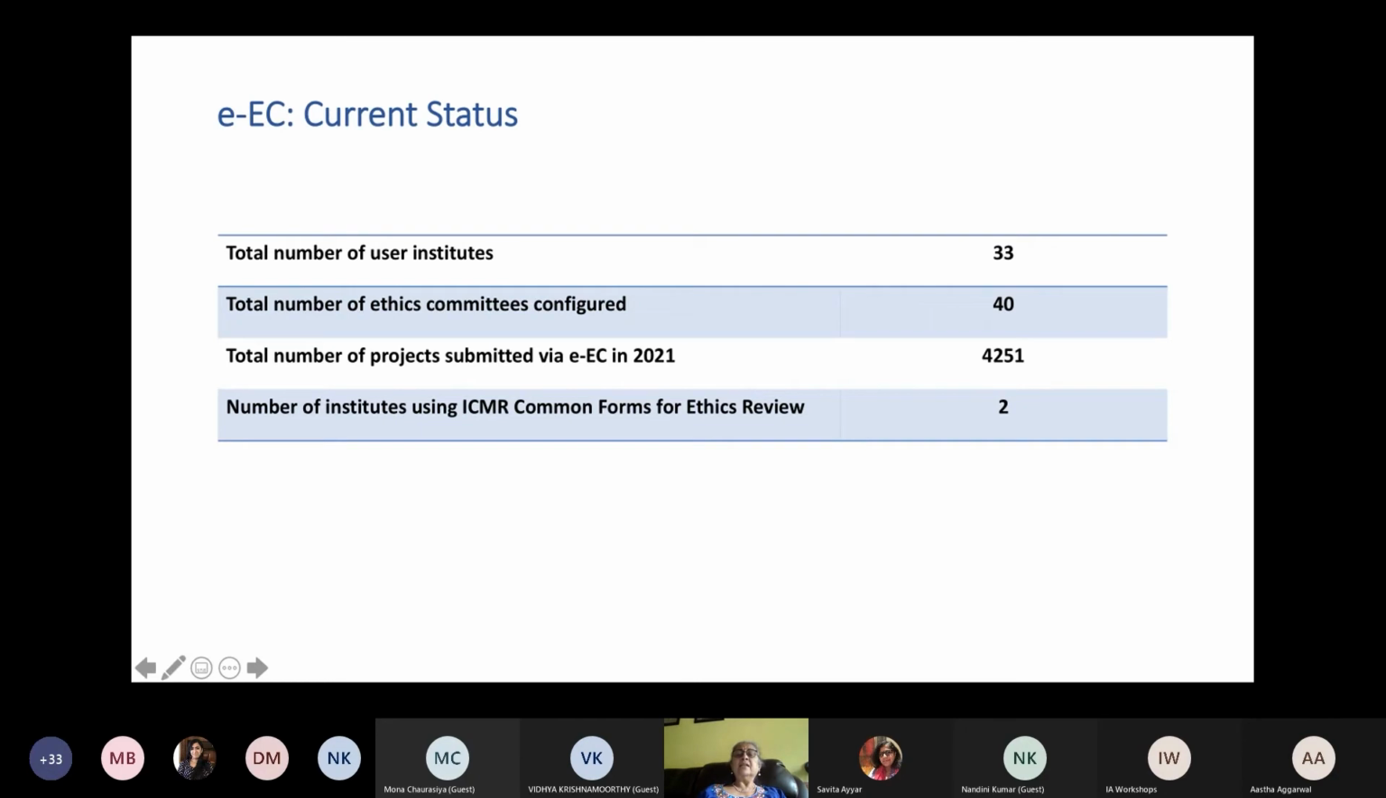The current status is that about 33 institutes and 40 ethics committees are using it, because some institutes like my own have 2 or 3 ethics committees. And the total number of projects submitted on the EEC in 2021 was over 4,000. And the ICMR common forms are not being used by too many institutes as yet. Why? We don't know why. But it is probably again because you require institutes to become familiar with these forms, and we are waiting for that to happen.